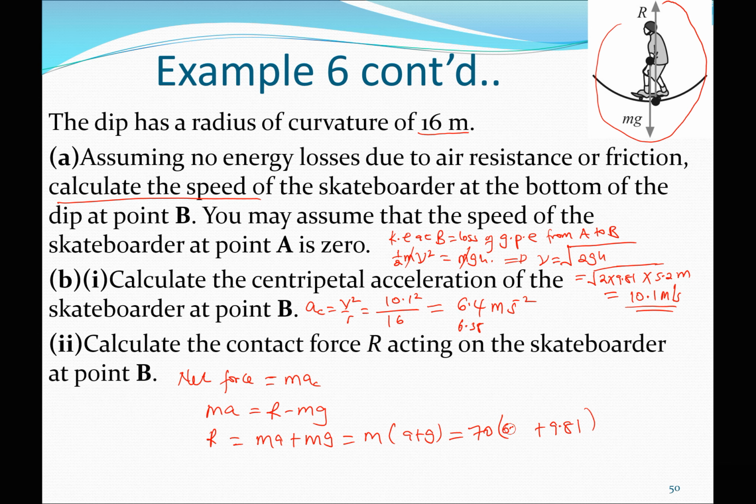This was 6.38 plus that. So I'll just press my calculator. So 6.38 plus 9.81 times 70. So this is giving me 1,133 newtons, or approximately 1,100. So R can be written as 1,100 newtons to two significant figures.